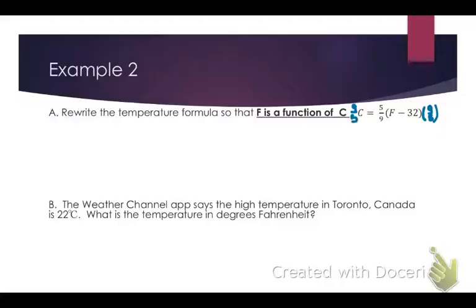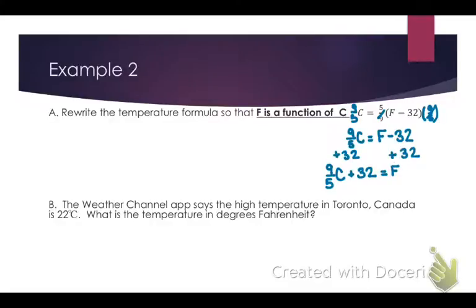9/5. Now, that results in 9/5 C is equal to, 5/9 times 9/5 will cancel. It's equal to Fahrenheit, or F, minus 32. Now, to isolate F, if I just add 32 to each side, do the inverse operation, that results in 9/5 C plus 32 is equal to F.